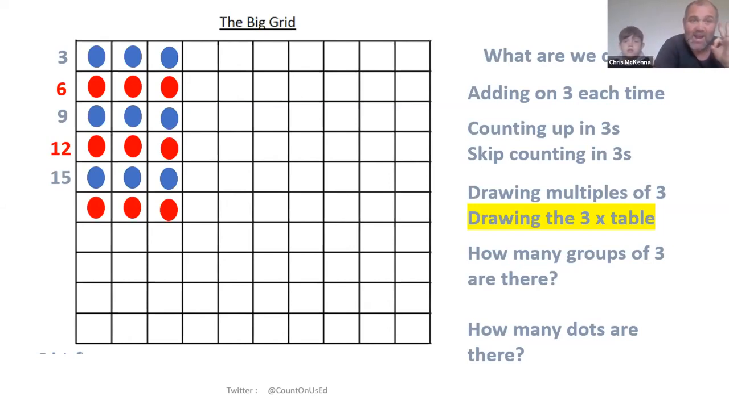There are 6 groups of 3. How many dots are there? There are 18 dots. And I can keep going. How many groups of 3 are there now? There are 7 groups of 3. How many dots? 21 dots.